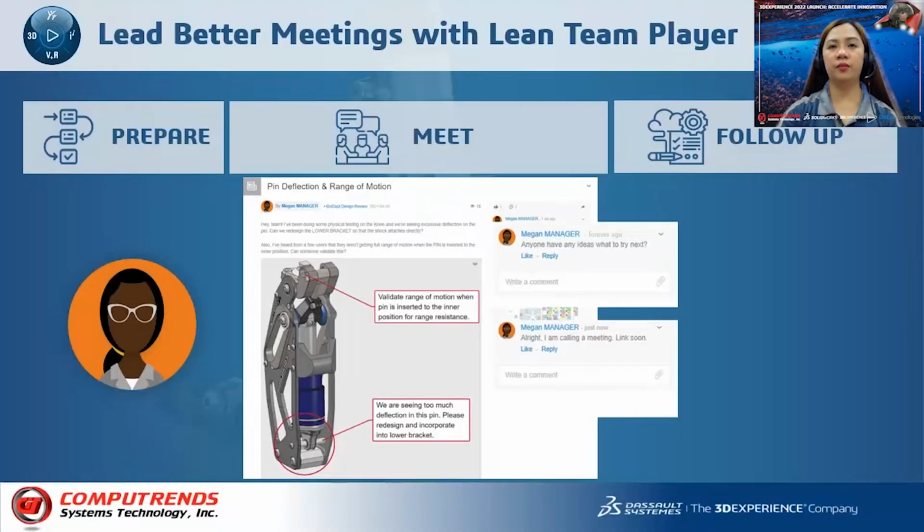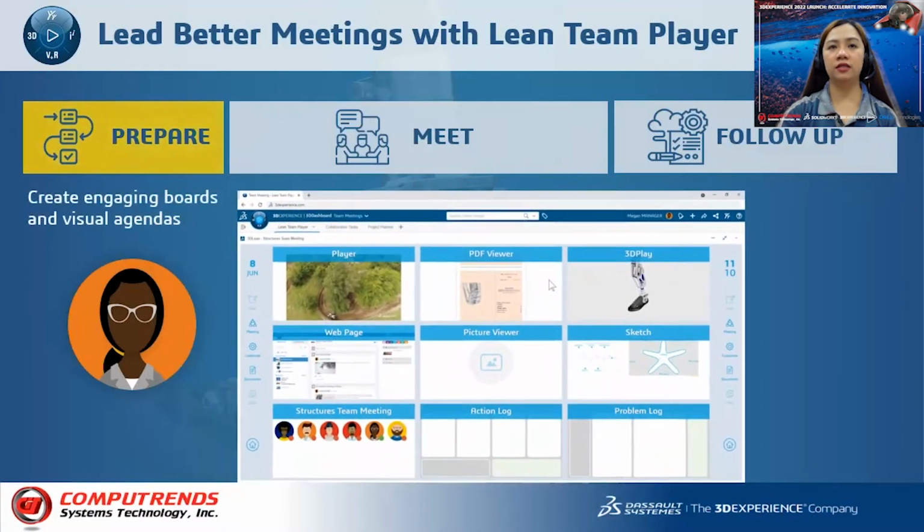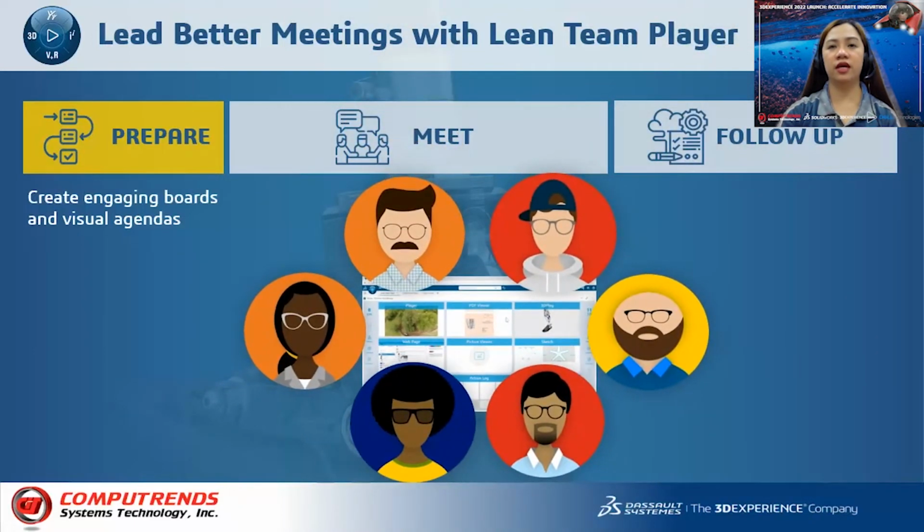Megan was able to prepare for her brainstorming meeting using 3D Lean's tools. Not only that, she created some engaging boards and a visual agenda that should keep her team focused. Let's bring together the extended product team and everyone's contribution when it comes to solving a problem or generating ideas.